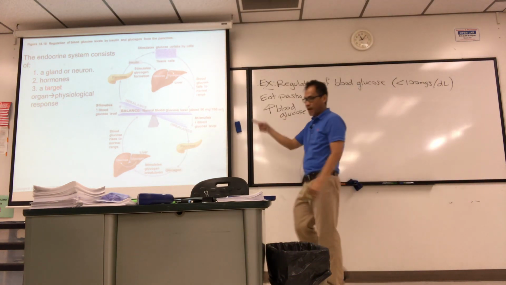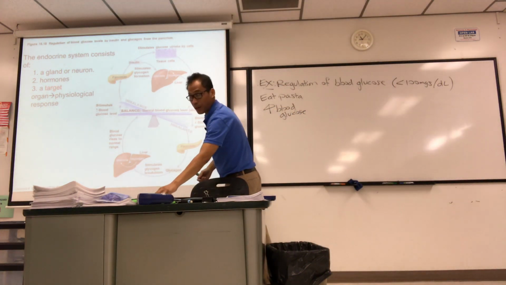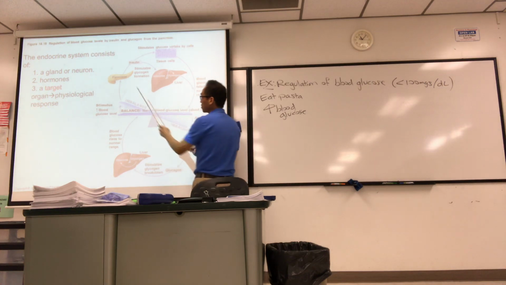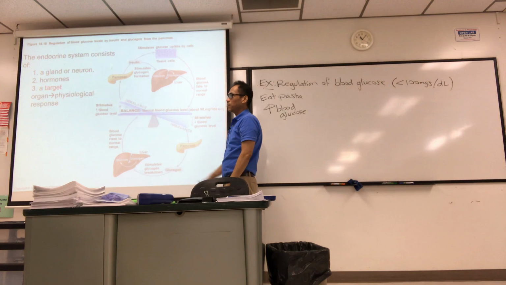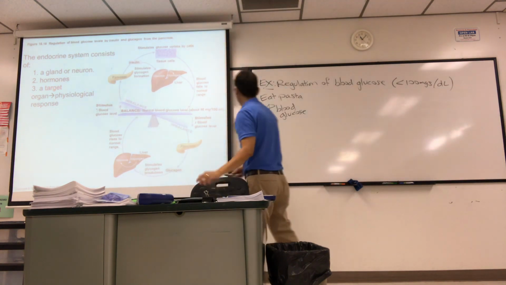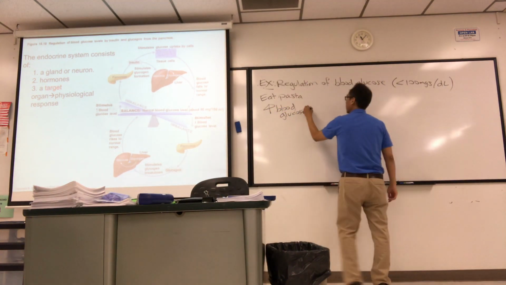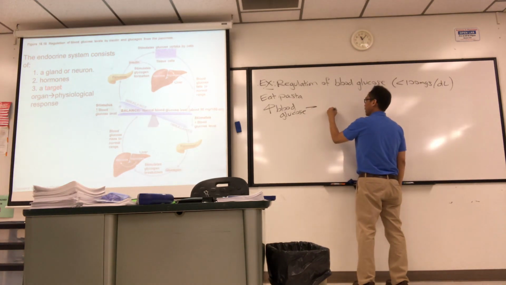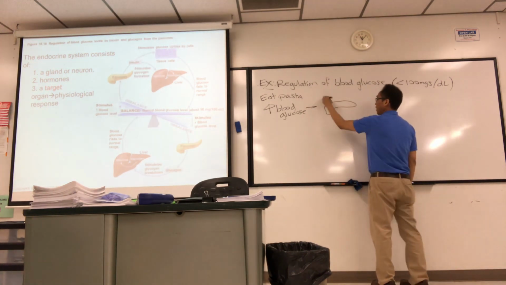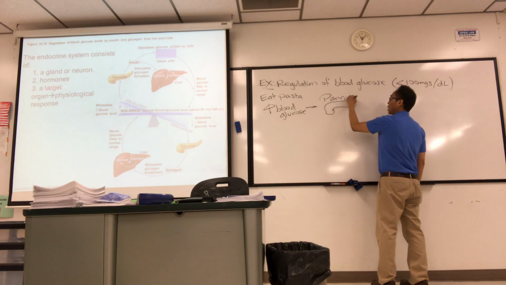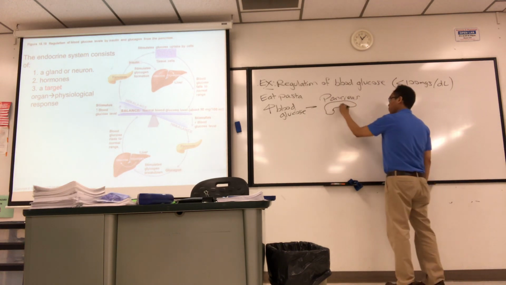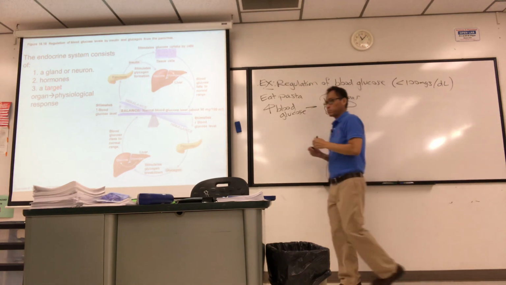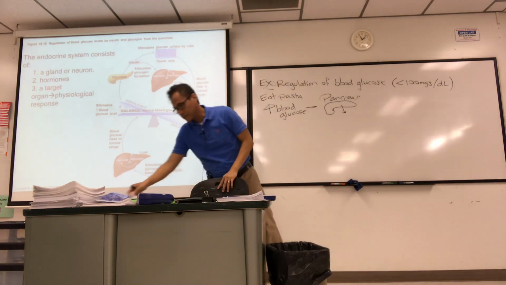Now that organ, the pancreas, is behind the stomach. It's right here. This is your endocrine gland right there. It has a way to sense the increase in blood sugar. That's your detection mechanism, and it will secrete into the bloodstream hormones. In this case, insulin.